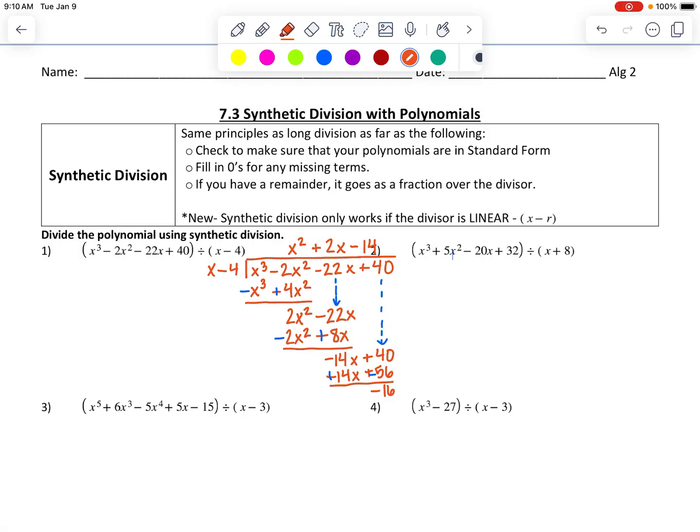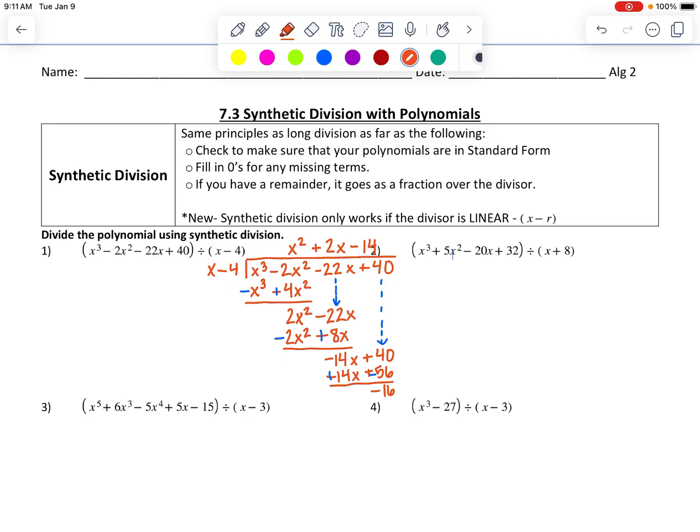Today we're going to learn about synthetic division of polynomials. This works similar to our long division. It does the same thing, but it's a little simpler of a process and it's kind of a nice shortcut to use instead of having to do long division every single time.